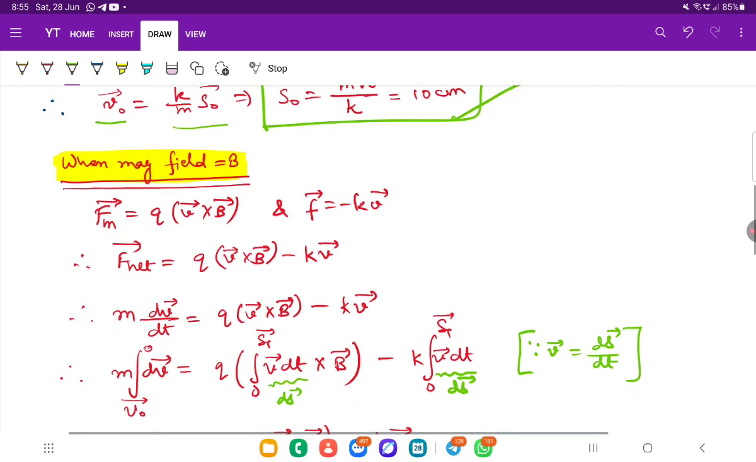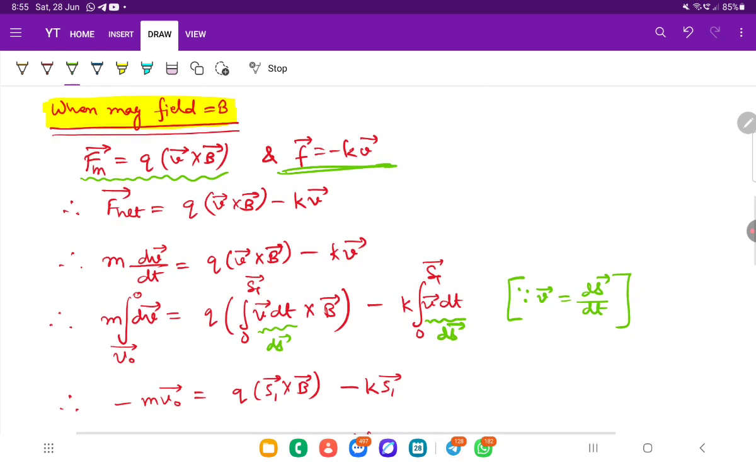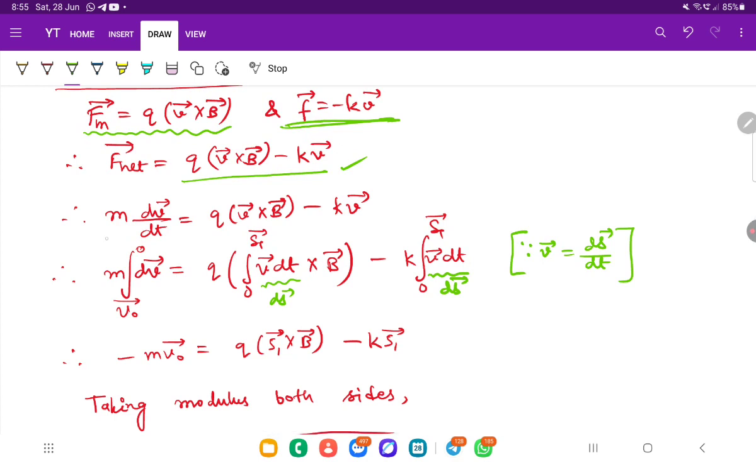Now the more interesting part is when there is a magnetic field. If there is a magnetic field, there will be another force, the magnetic force, that is q times v cross B, and the frictional force will obviously be there also. So the net force will be the superposition of magnetic force and frictional force. Net force I have written as mass times acceleration, m dv/dt.